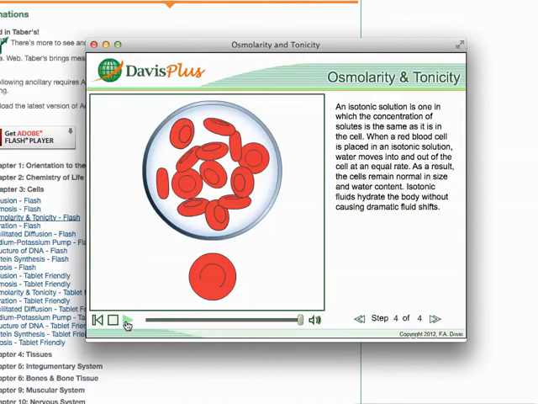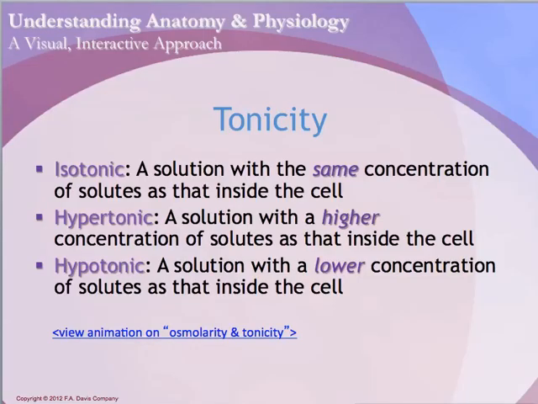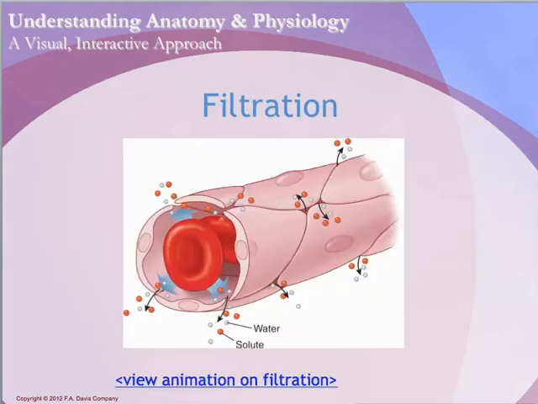So if we don't want fluid shifts, we're going to give somebody an isotonic solution, something like 0.9% saline or normal saline. If we want fluid to shift in and out of the cells, then we're going to give a hypertonic or a hypotonic solution. So that's one of the reasons why we talk about this, so that eventually we can understand those concepts when we start talking about IV fluid administration.